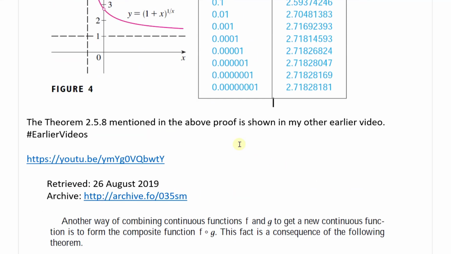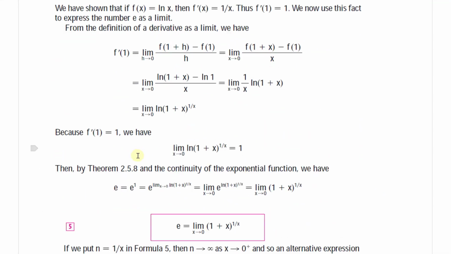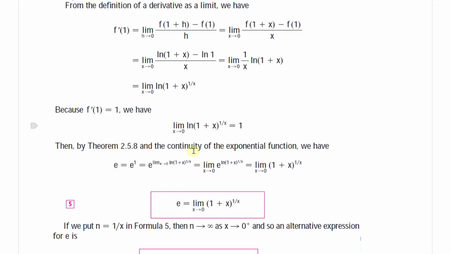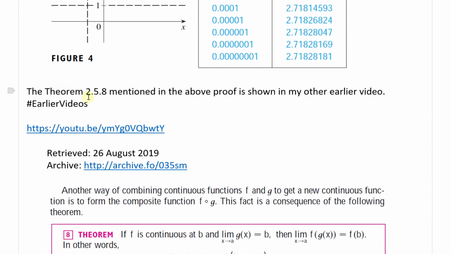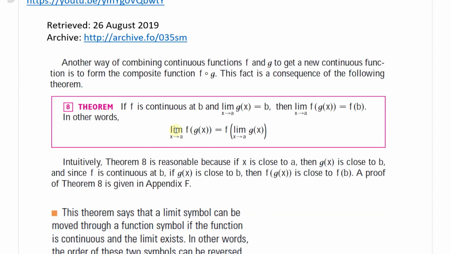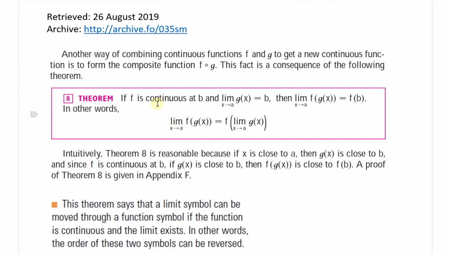So going further, and also for completeness, by theorem 2.5.8 and the continuity of the exponential function here, I just want to put a reference for where I got that. The theorem 2.5.8 mentioned in the above proof is shown in my earlier videos as well, for reference for later, and that's basically here.